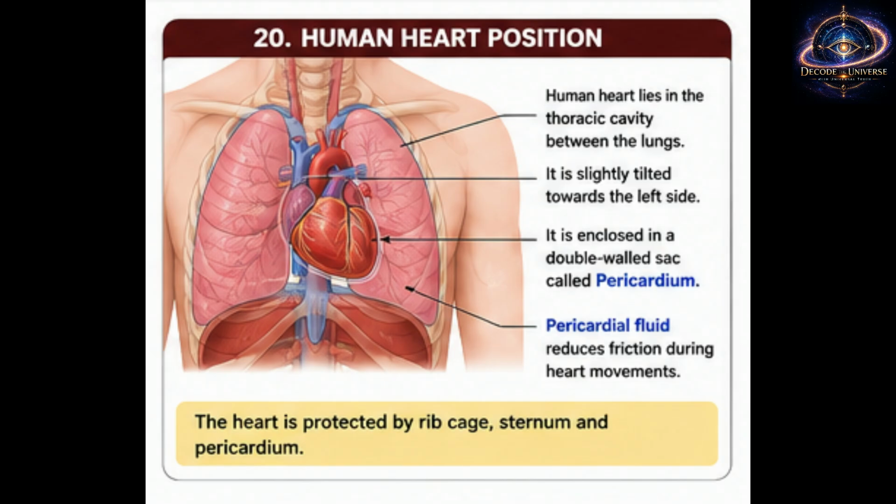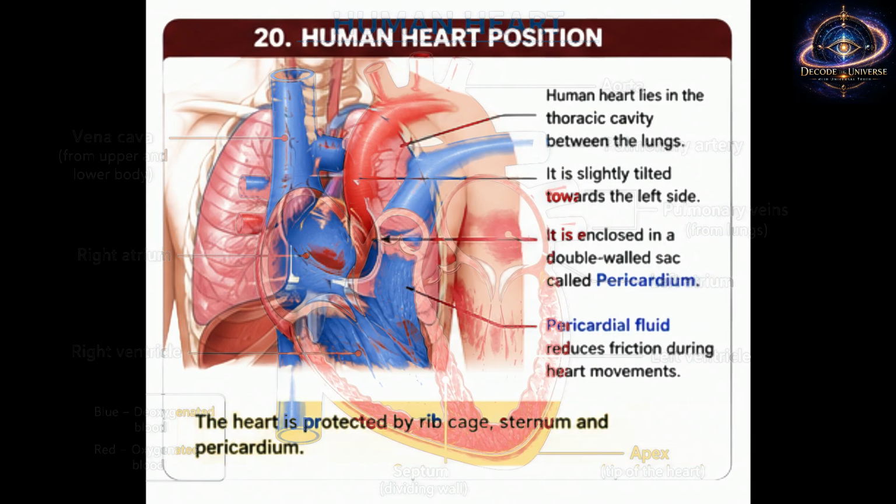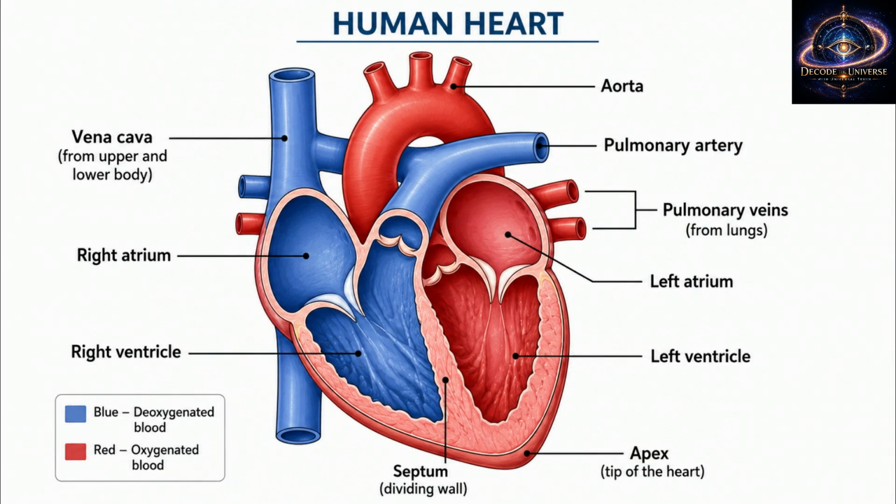P wave, depolarization of atria, leading to atrial contraction. QRS complex, depolarization of ventricles, leading to ventricular contraction. T wave, repolarization of ventricles. By counting QRS complexes, heart rate can be calculated.